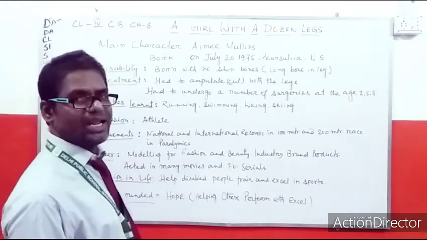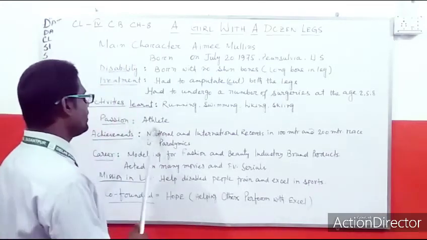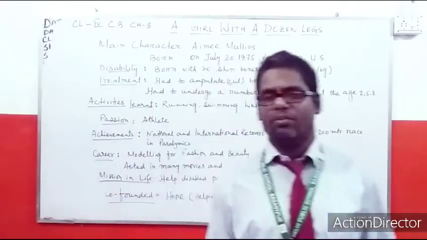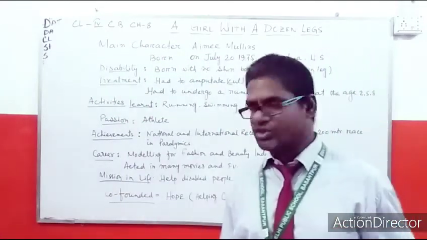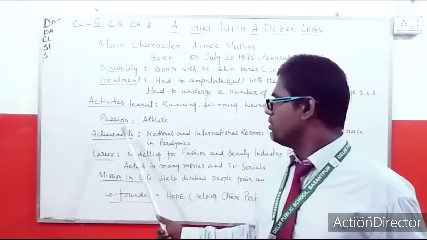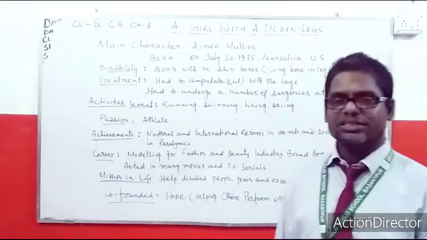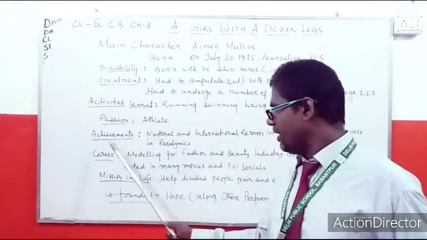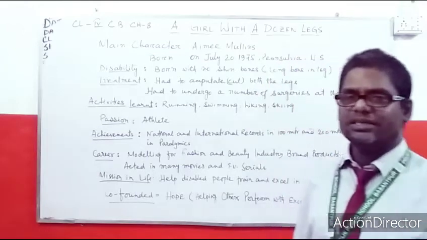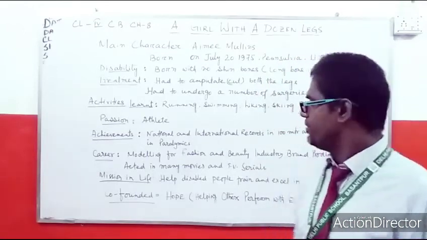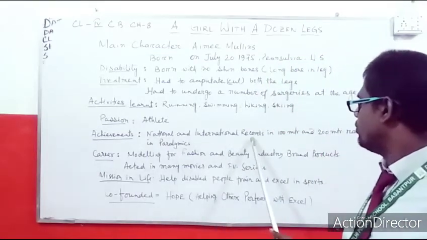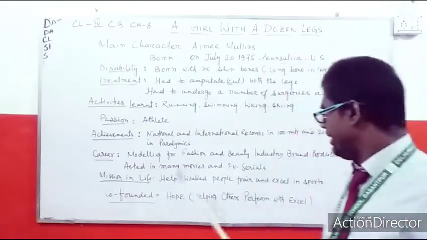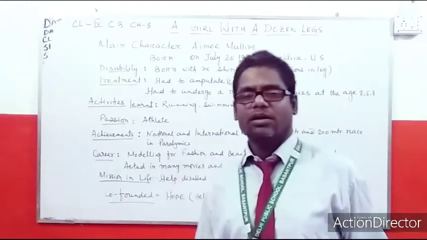Passion. What did she like? She had a liking for athletics. That means she used to be active in games and sports. That was her passion. Can you imagine? She did not have 2 legs, but she liked athletic activities. Now achievements. What did she achieve in life? National and international records in the 100 meter and 200 meter race. Can you imagine? In the Paralympics.